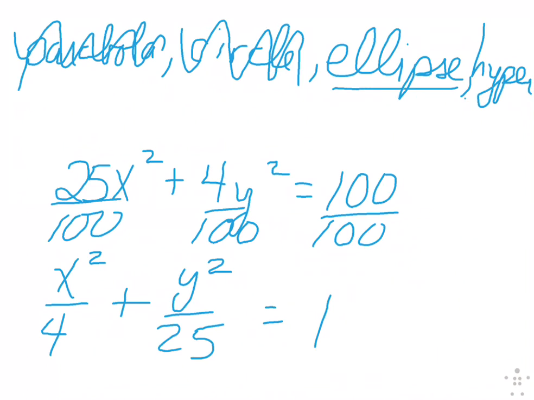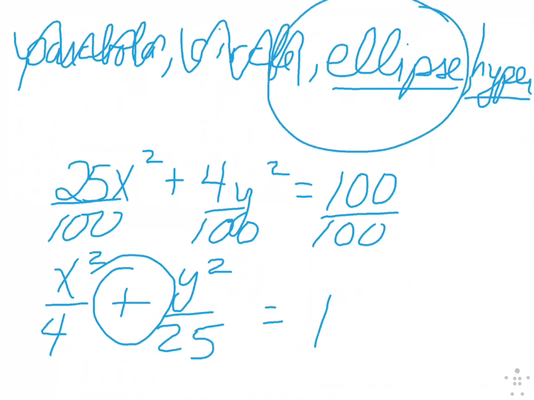Now you have a determination between, is it an ellipse or a hyperbola? Is that an ellipse or a hyperbola? Because they both have fractions. Why is it an ellipse? Because it's adding. Good job. So this particular thing is an ellipse. Nice work.